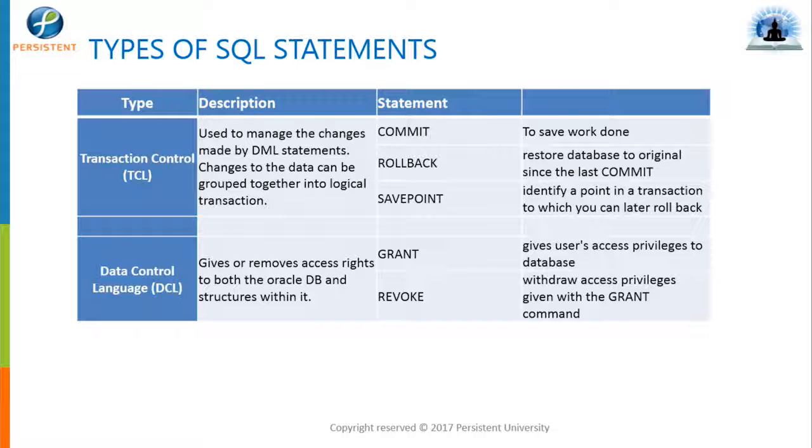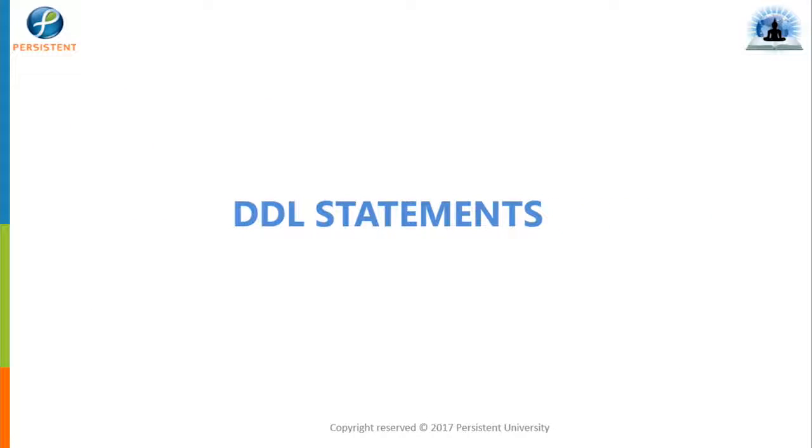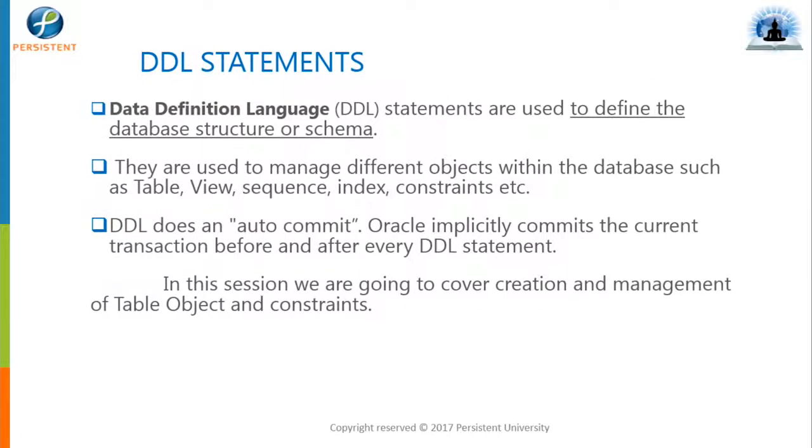Let's start with the next topic, that is DDL statements, where we are going to cover various types of DDL statements in detail. DDL statements are used to define the database structure or schema. They are used to manage various objects within the database such as table, view, index, synonym, constraints, etc. Every DDL statement does an auto commit. In this session, we are going to cover the creation and management of table and constraints.